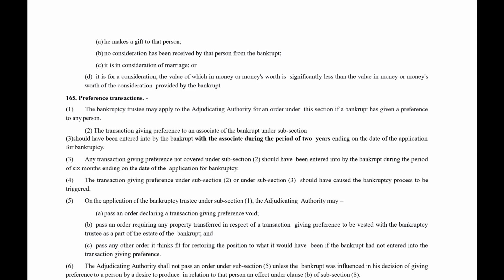Any transaction giving preference not covered under subsection 2 should have been entered into by the bankrupt during the period of 6 months ending on the date of application for bankruptcy. So if the transaction is with the associate, the period is 2 years. If the transaction is with somebody other than the associate, then the period is 6 months. वहां पर 2 year और 1 year है ना? वहां पर इंसॉल्वेंसी कमेंसमेंट डेट है, यहां पर है डेट ऑफ फाइलिंग ऑफ द एप्लीकेशन फॉर बैंक्रप्सी। ठीक है?